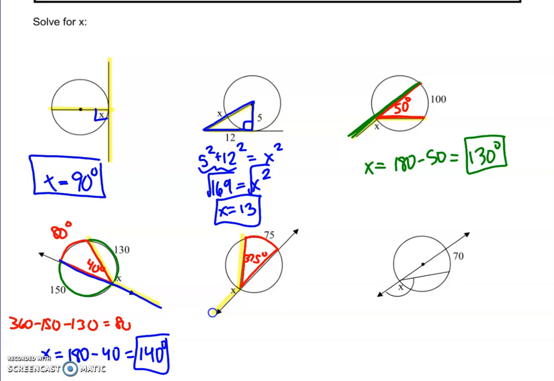Now to get x, we just have to take 37.5 and subtract it from 180. So 180 minus 37.5, I believe, is 142.5.